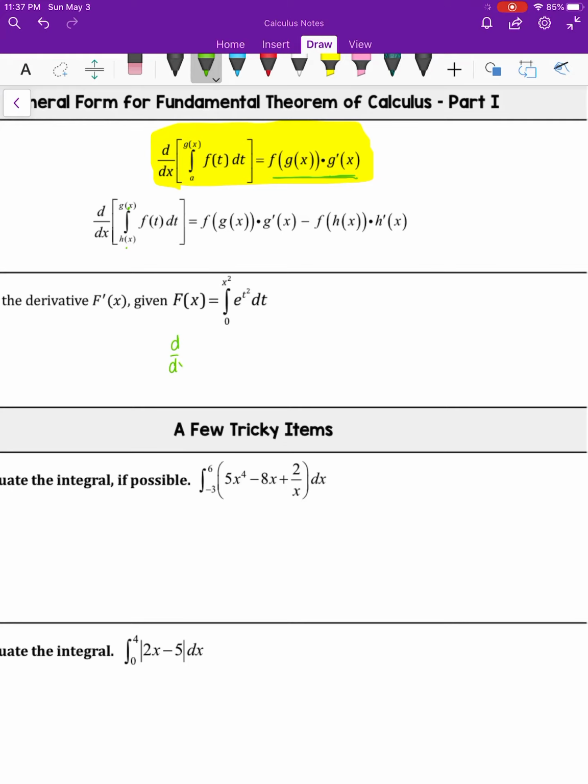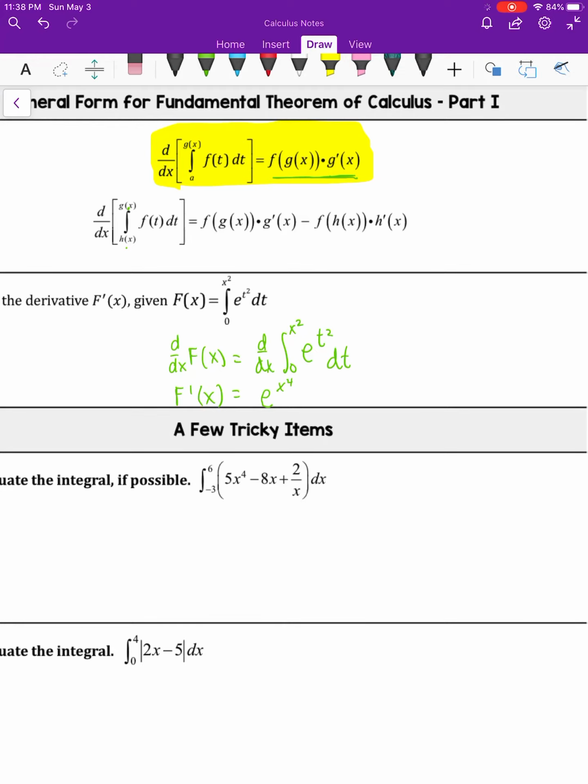So example number 4: find the derivative f prime of x given that f of x equals the integral from 0 to x squared of e to the t squared dt. So if I want to take the derivative of f of x, I take the derivative of the integral, and this is going to give me f prime of x is equal to, and I like doing it like that.